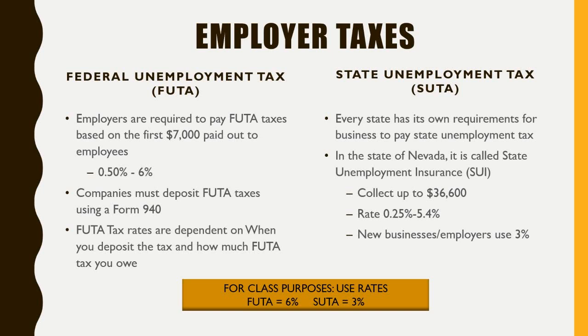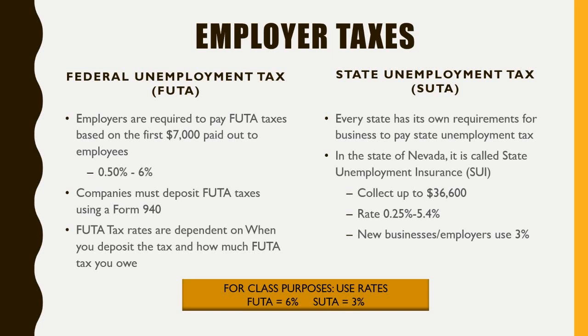But in this case, state unemployment is going to be anywhere from 0.25% all the way up to 5.4%. That can also range depending on the situation that your company is in. Now, again, for state unemployment, you can collect up to $36,600. That's the max cap that you can contribute per year.